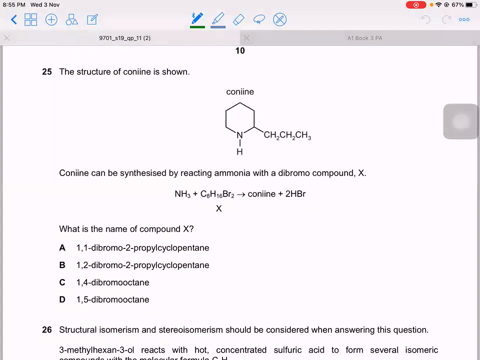25. Now, right here you have ammonia reacting with this compound, and they're saying you get this structure and 2 HBr. What is the name of compound X? 1,1-dibromo-2-propylcyclopentane. So you have cyclopentane, a cyclic pentane. On carbon 1, you have dibromo, so you have 2 Brs. And then you have 2-propyl, so that's C3H7 here. So let's see now.